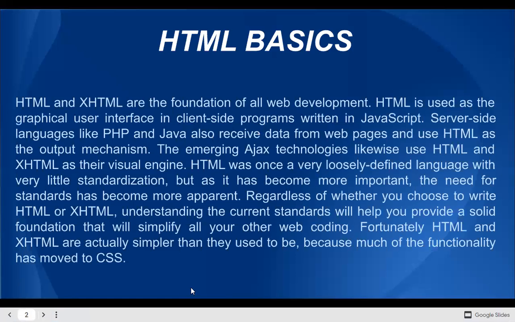Now, for our understanding, we should understand that HTML and XHTML are the foundation of all web development. HTML is used for the graphical user interface in client-side programming written in JavaScript. Server-side languages like PHP and Java also receive data from the web pages and use HTML as the output mechanism. So what is HTML all about? HTML is the front end and PHP and Java are the back end. And in between, for client-side processing, we have JavaScript.